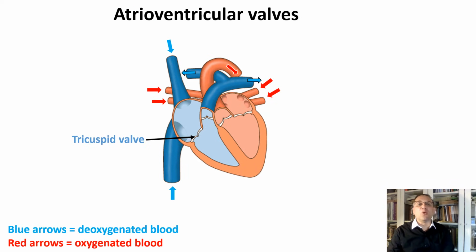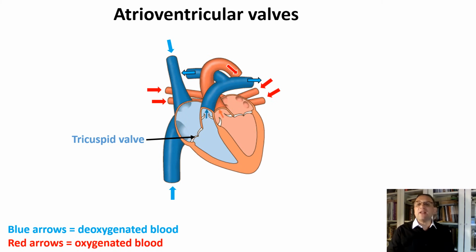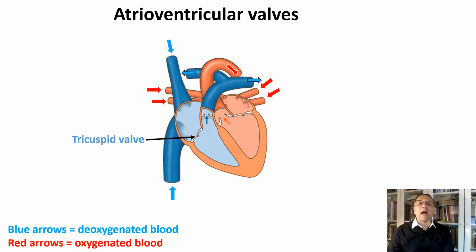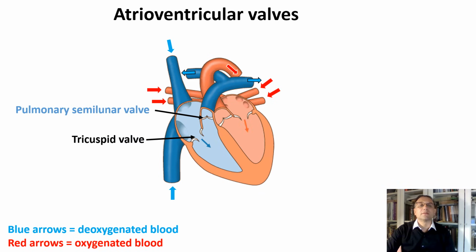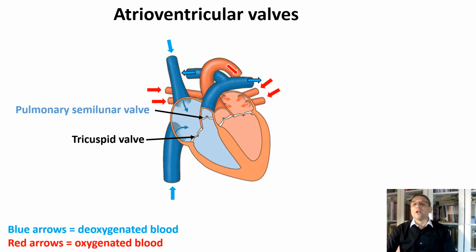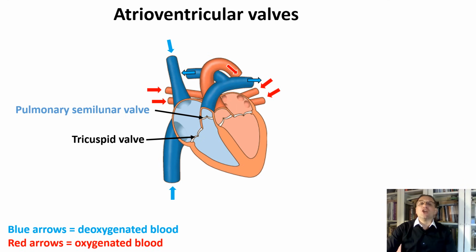Now let's take a look at the valves of the beating heart. After entering the right atrium, deoxygenated blood is pumped through the tricuspid valve and enters the right ventricle. When the right ventricle contracts, blood in the right ventricle is pumped through the pulmonary semilunar valve to the pulmonary artery and eventually to the lungs, where oxygen is added and carbon dioxide is lost.